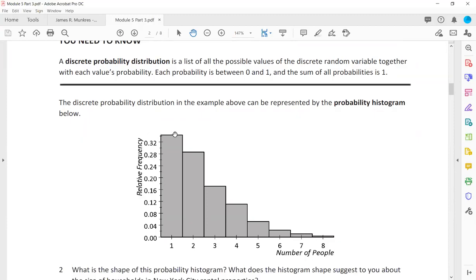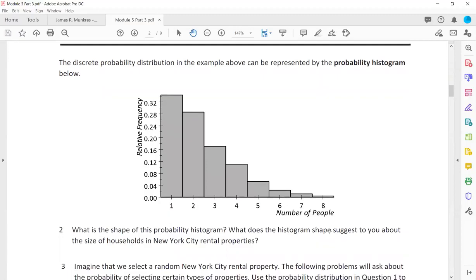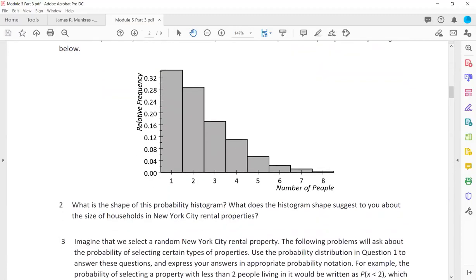As you can see, the graph is skewed to the right. The tail is on the right-hand side. So question 2 says, what's the shape of this probability histogram? It's skewed, as we can see, to the right. It means that as the size of the household increases, the frequency decreases. We get smaller frequency.